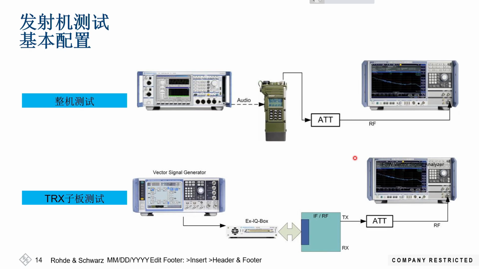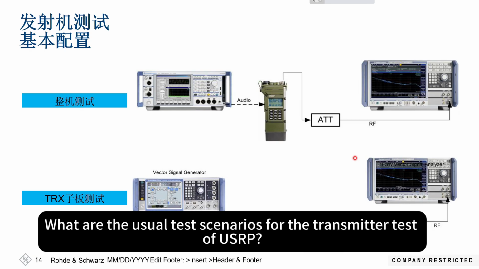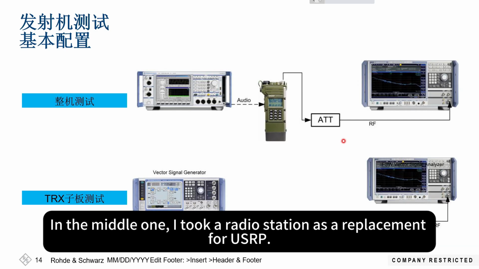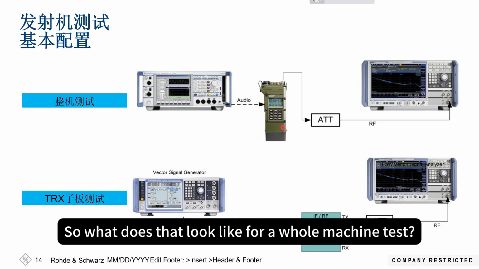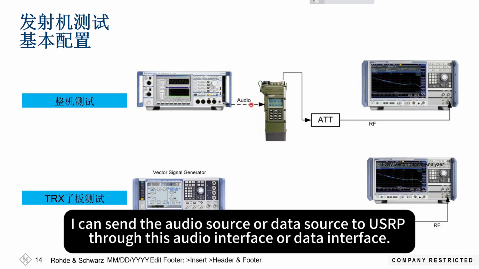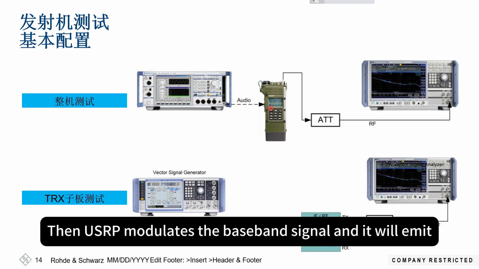Okay, let's go back here and take a look at the transmitter test. What are the usual test scenarios for the transmitter test of SBRP? In the middle one, I took a radio station as a replacement for SBRP. This is actually a software radio station. So what does that look like for a whole machine test? I can send the audio source or data source to SBRP through this audio interface or data interface. Then SBRP modulates the baseband signal and it will emit.